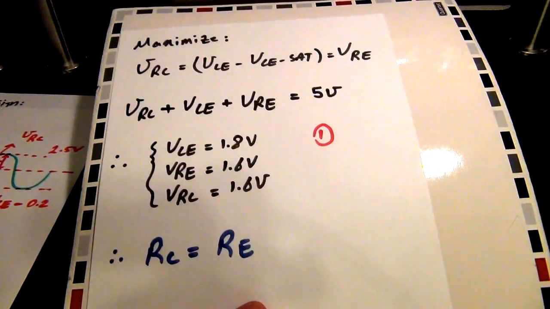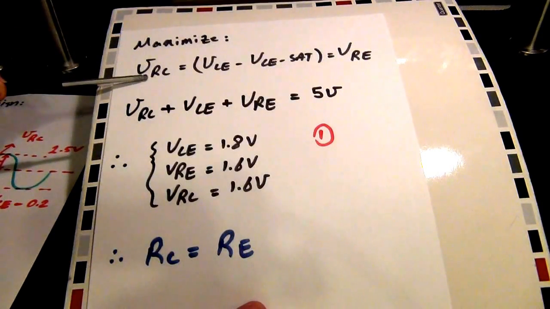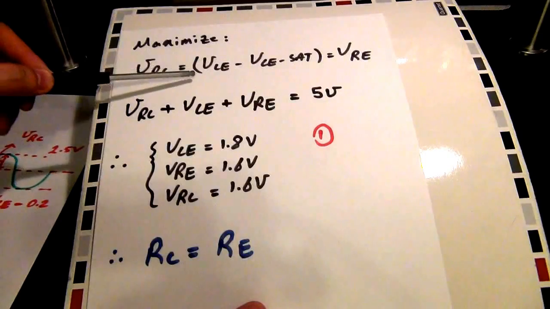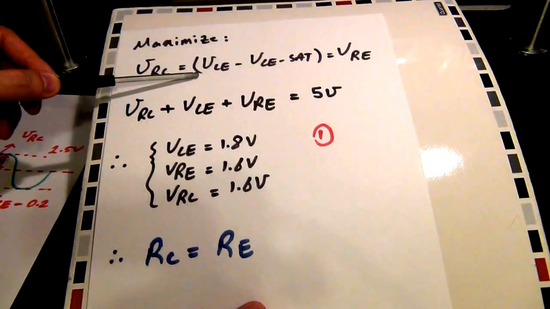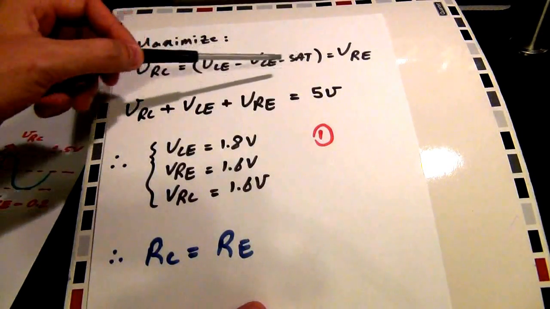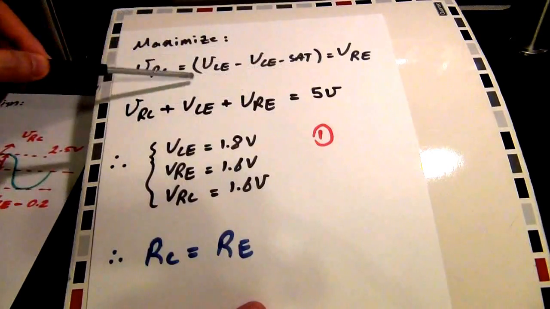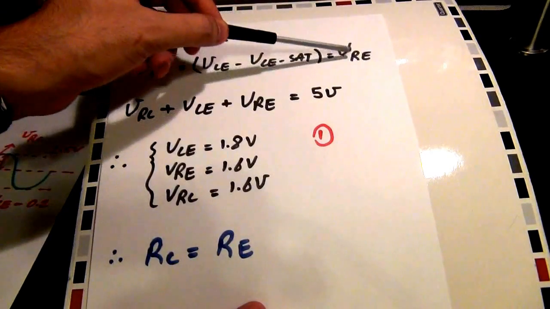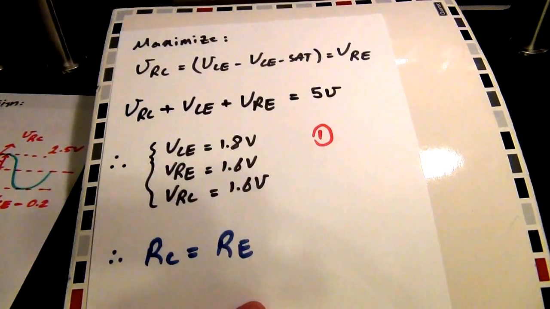So let's combine everything that we have discussed so far. Based on our discussion on signal swing, we want the voltage across the resistor in the collector to be equal to the voltage swing of the collector-emitter minus VCE sat. So this is the swing at the bottom, it's the swing at the top, and then we also have the voltage across the resistor in the emitter.